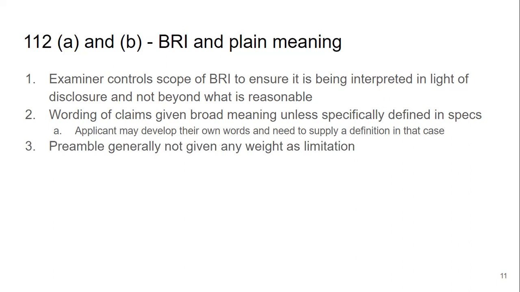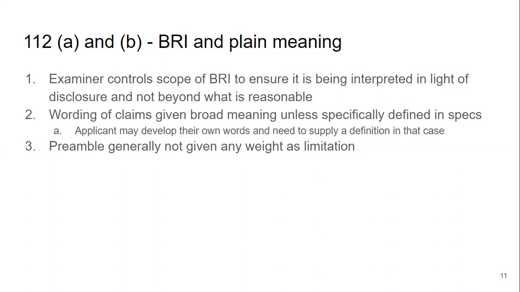A preamble is generally not given any weight as a limitation. If you remember the preamble in the structure of a claim, that's the part where it says, the method of, or well, in that case, that could be used to define definiteness. But if you're saying a method of using interleukin to treat cancer, comprising, and then outlining the steps of the method.